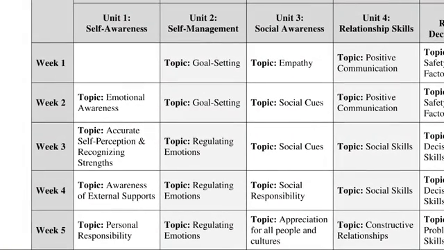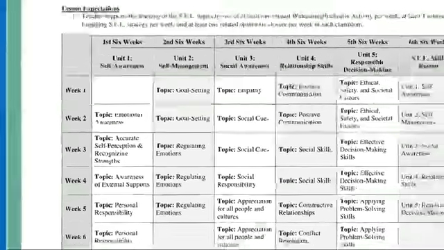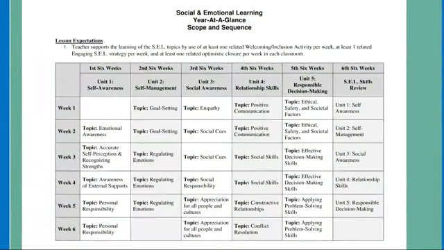So, for example, the self awareness for our students, you want them to grow in that competency by focusing on activities that support the learning of emotional awareness in week 2. In week 3, that support the learning of accurate self perception and recognizing strengths. In week 4, awareness of external supports, etc. And you see, we've got a topic for every week for the whole school year. That will help you determine what activities you want to select.